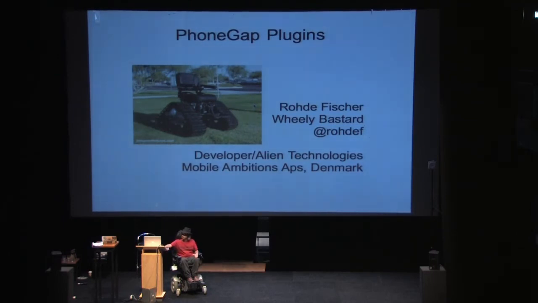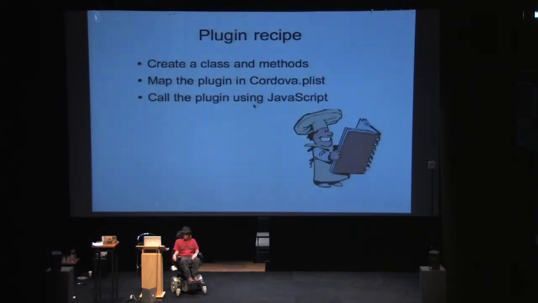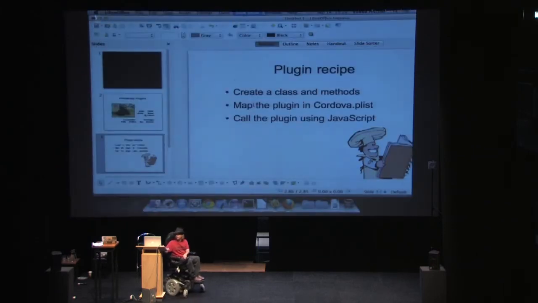A basic plugin recipe is basically you create a class with whatever methods you need, in whatever language you use, for instance Objective-C, no magic there. Then you map the plugin from some variable name to the class using the Cordova plist. Basically just two strings telling what you call it in JavaScript and what the class is named. And then you call the plugin using JavaScript. So basically no magic. So let's try and do it.